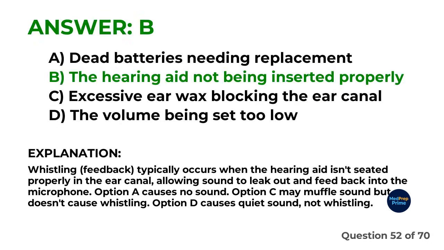Correct answer, B. Whistling feedback typically occurs when the hearing aid isn't seated properly in the ear canal, allowing sound to leak out and feed back into the microphone. Option A causes no sound. Option C may muffle sound but doesn't cause whistling. Option D causes quiet sound, not whistling.